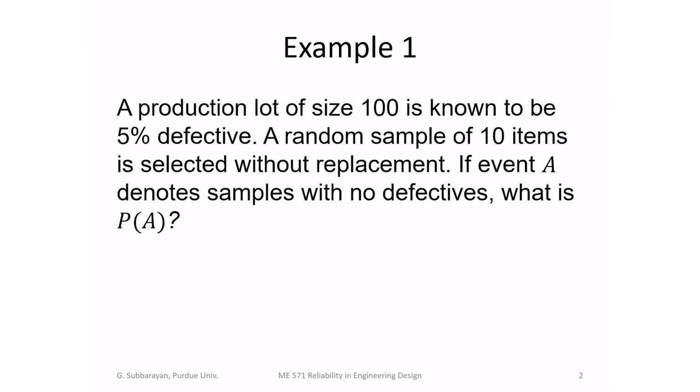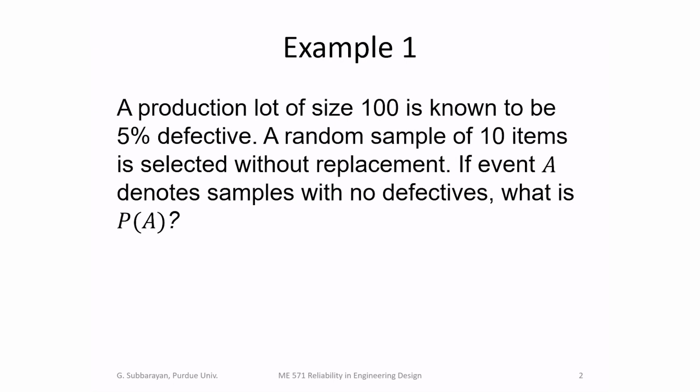And if event A denotes samples with no defective, what is the probability of A? So we pick 10 items. We're asking the question, what's the probability that all 10 that we picked are non-defective? So we want to estimate the probability. So this is an example of what we would call enumeration, probability estimation by enumeration.